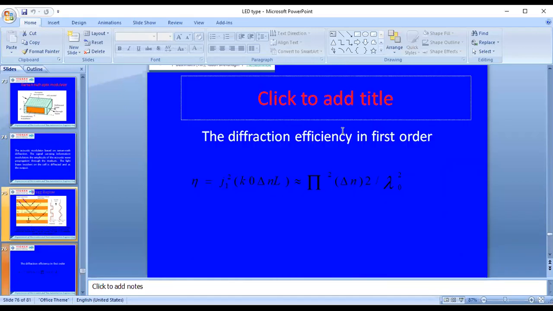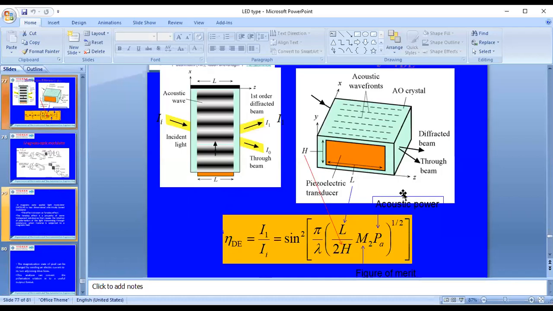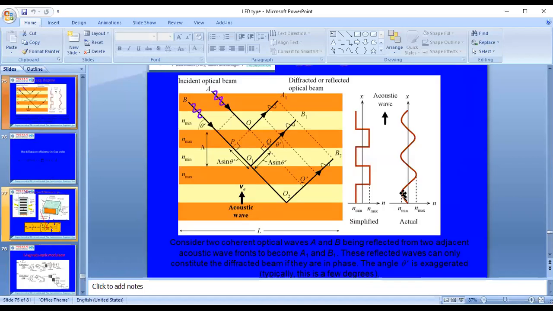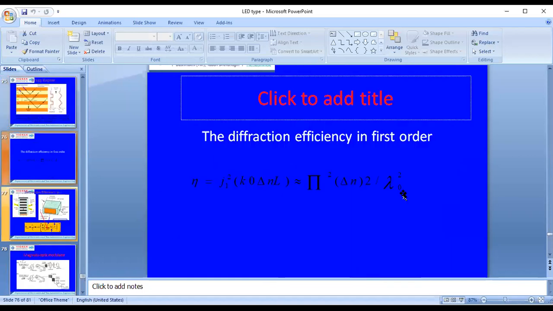Okay, whereas the diffraction efficiency in the first order, the diffraction efficiency mu, is equal to J1 squared of K naught delta N L, which is identical to pi squared delta N squared L squared by lambda naught squared. Based on this, we can estimate the total output response, the diffraction efficiency from the first order, which we are going to analyze.